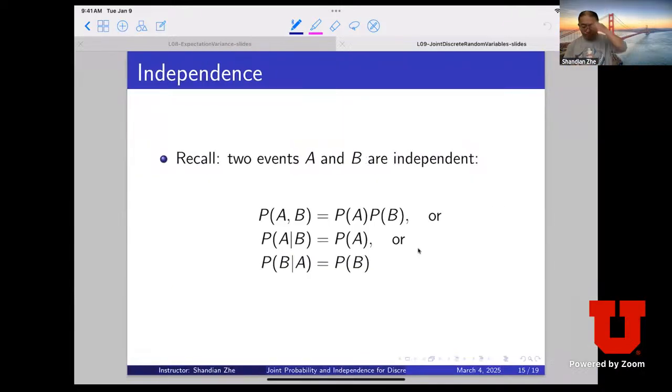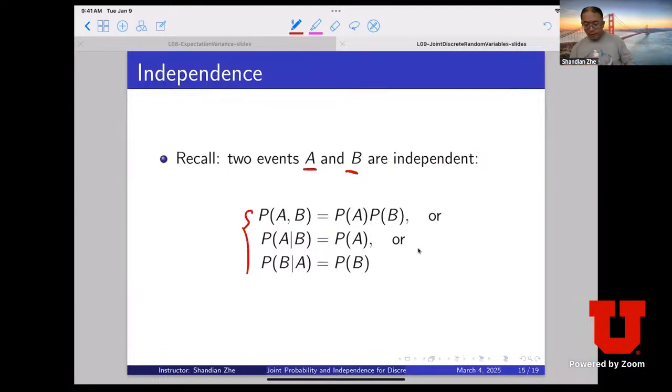Okay, so now we can introduce the independence for random variables. So remember, previously, we talked about independence between random events, right? The events are represented by sets, right? So we say two events, A and B, are independent if and only if the following conditions are satisfied. I mean, all those conditions are equivalent to each other. You can use any of them, right?